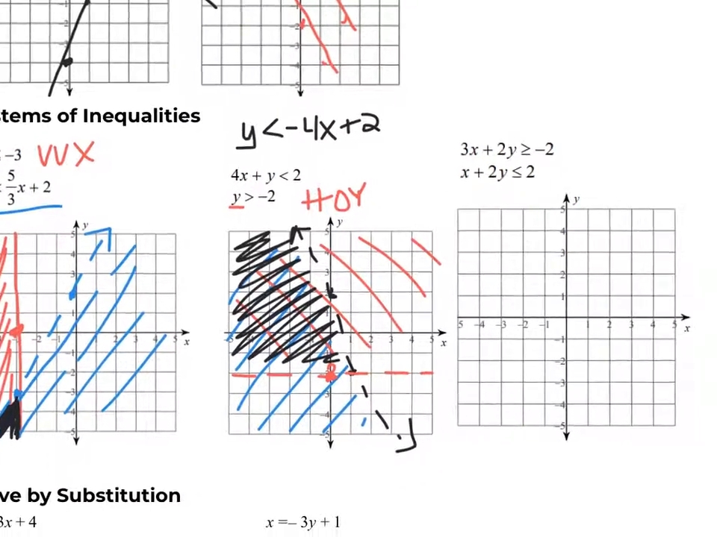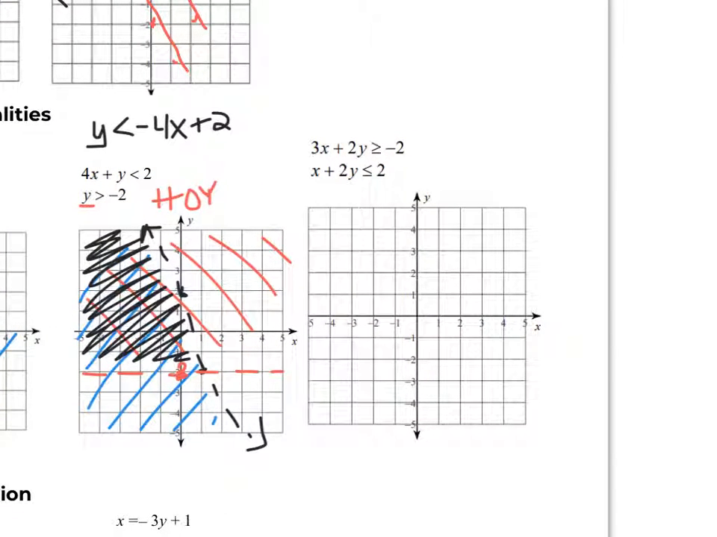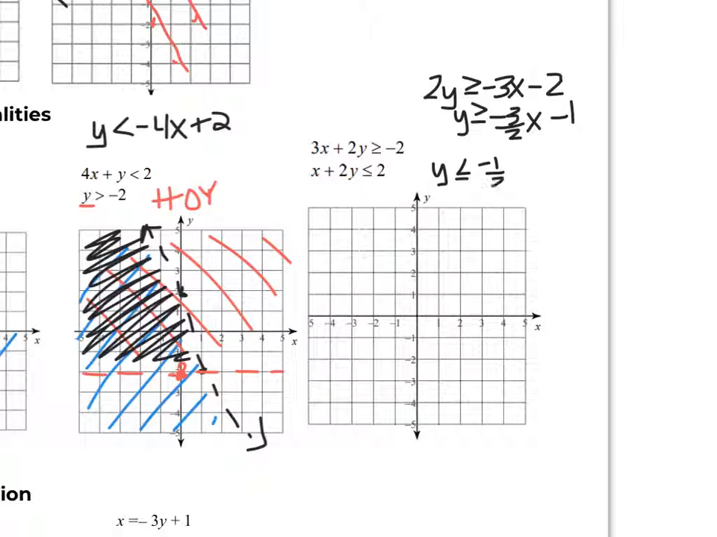In this last system of inequalities, I've given you ones that aren't solved for y. So my first step is to solve for y. So in the first one, I'd have 2y is greater than or equal to -3x minus 2. So y is greater than or equal to -3/2 x minus 1. And then for the next one, y is going to be less than -1/2 x plus 1.